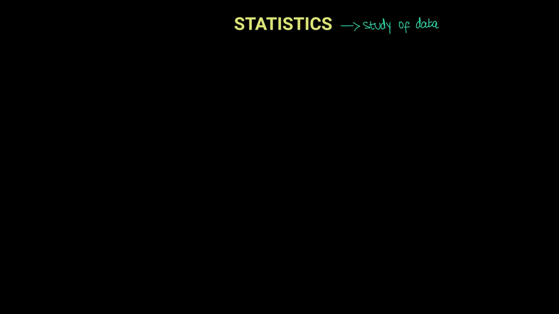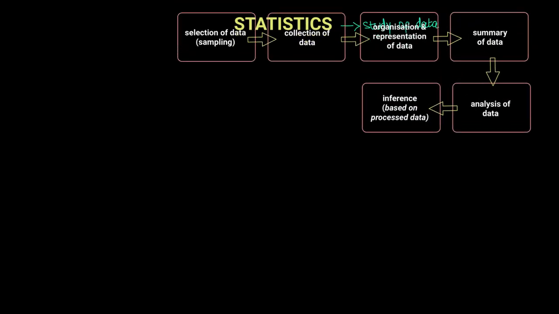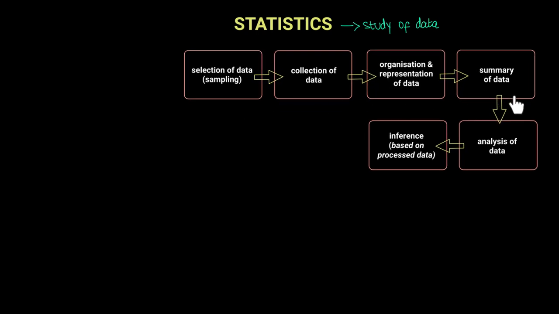And after we've collected that data, we organize it, we summarize it, we analyze that data, and according to that analysis, we take decisions accordingly. Now, let me just show you the flowchart of what steps exactly take place when we are collecting data, right from collecting data to making decisions on that data. So this is our flowchart, right from selecting our data down to making inferences based on that data. Now, I'm going to discuss each and every step one by one.